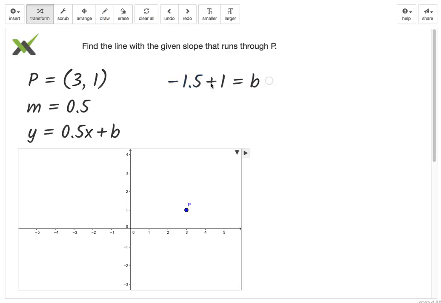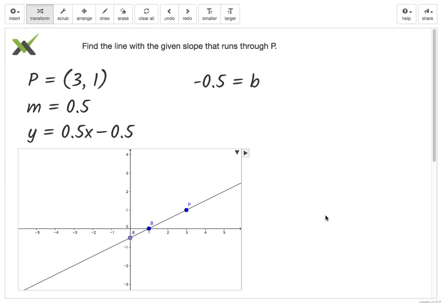And we can just solve it. I'll bring this over here, and we arrive at b equals, the intercept is negative 0.5. So let me go ahead and substitute that in here. And this is our equation. Let's check real quick if it actually goes through point P. And it indeed does. Okay, so this is our solution.